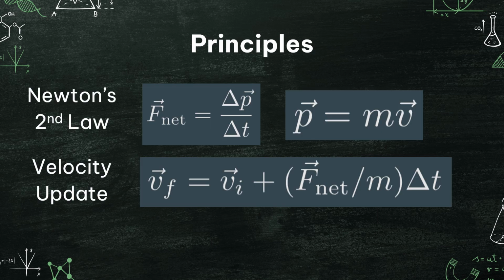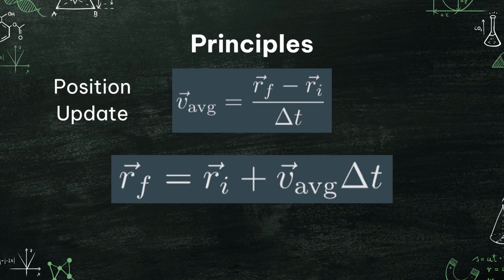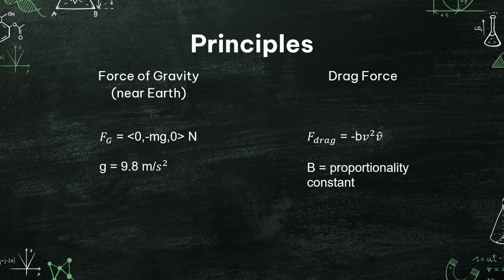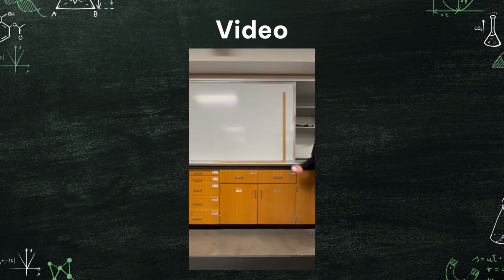The first important physics fundamental is Newton's second law, which is used to derive the velocity update formula, seen at the bottom of the screen. The next important physics fundamental is the position update formula, which, along with the velocity update formula, works iteratively as time progresses. The two forces acting on the paper ball are gravity, which is caused by Earth, and drag, which is caused by the air. This is also known as air resistance.